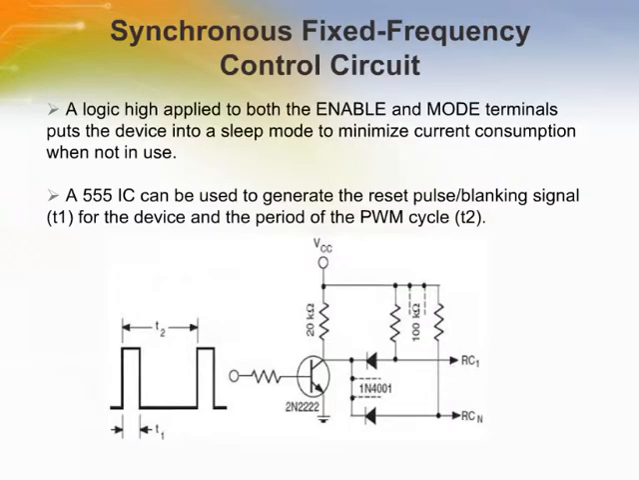This slide offers information about generation of synchronous fixed frequency control. The internal pulse width modulated current control circuitry of multiple A3953 devices can be synchronized by using the simple circuit. A 555 IC can be used to generate the reset pulse or blanking signal for the device and the period of the pulse width modulated cycle. The value of T1 should be a minimum of 1.5 milliseconds. When used in this configuration, the RT and CT components should be omitted.